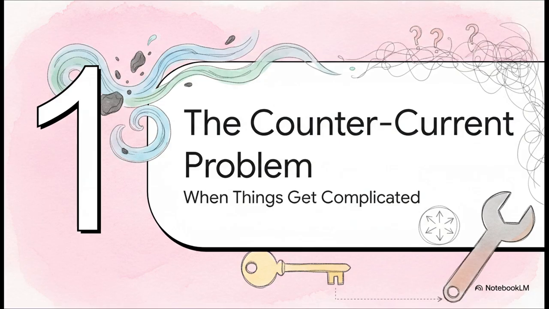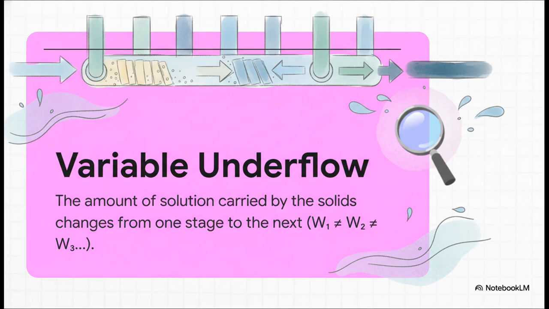So what's the big deal? What actually makes this calculation so complicated? Well, it turns out it's not always as simple as it looks, because one key factor keeps changing on us. And that tricky part is something called variable underflow. All that means is that as the solids get cleaner, the amount of liquid they're holding onto actually changes.